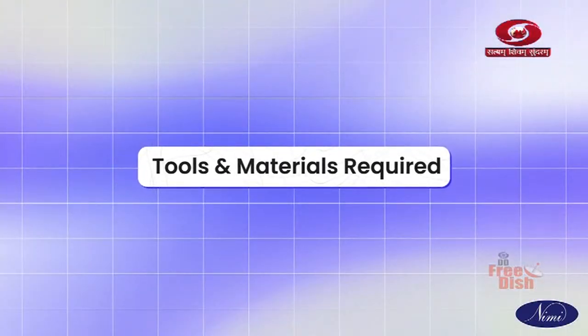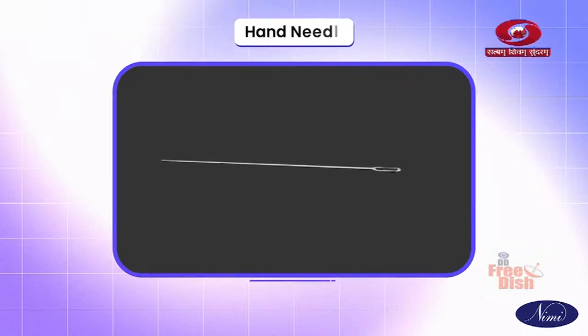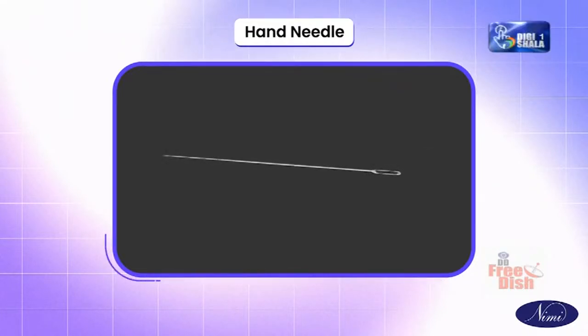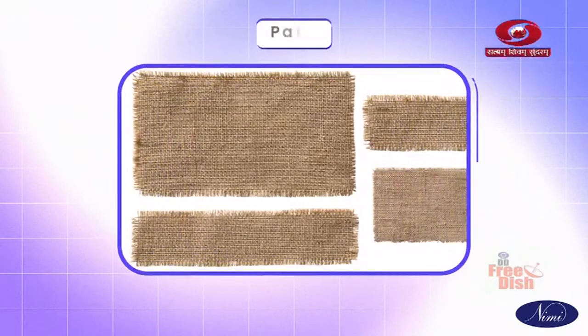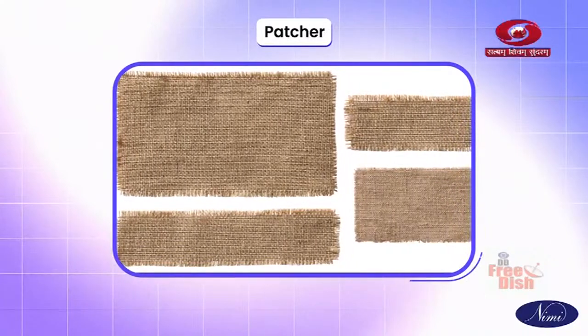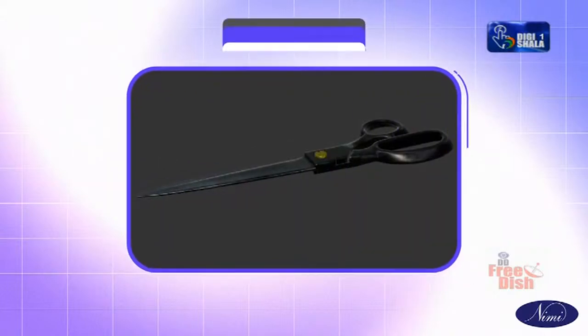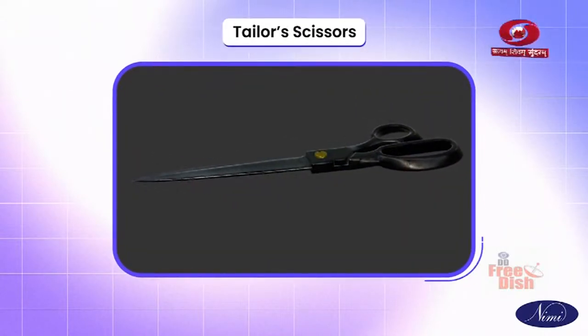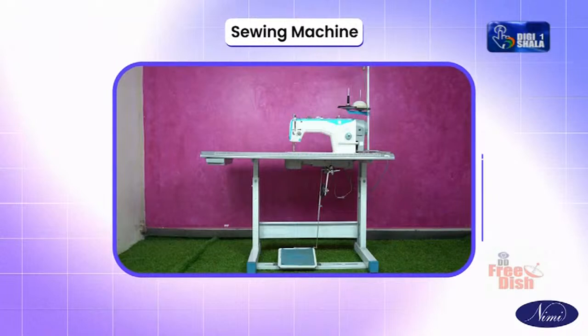The required tools and materials for darning and patching are darning needle, hand needle, worn-out garment, patcher, threads, tailor's scissors, tailor's chalk, sewing machine.